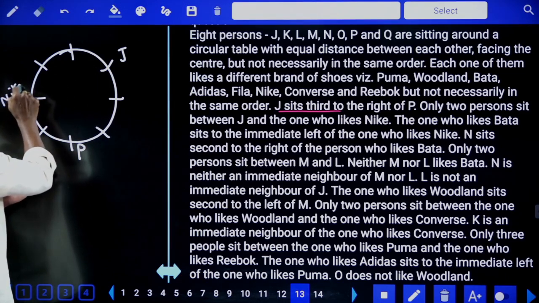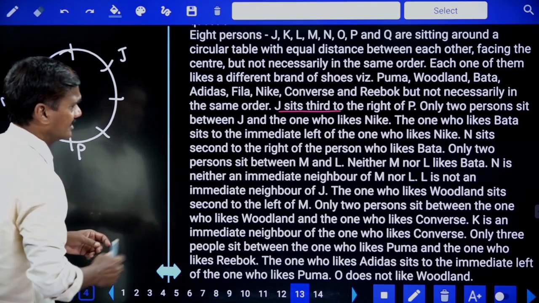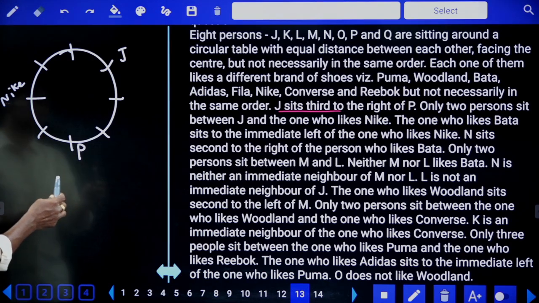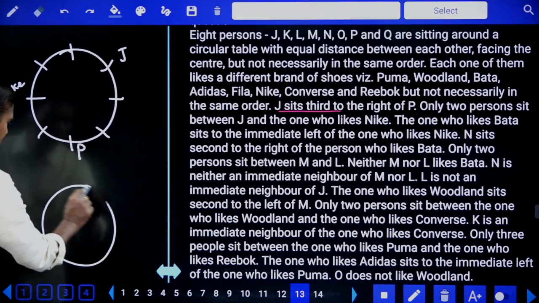Hence, there are two different possibilities. Done with this? Nike can be P. The one who likes Bata sits second. Between J and the one who likes Bata, the one who likes Nike sits to the immediate left. Next one, now, second priority, code on the board, 1, 2.